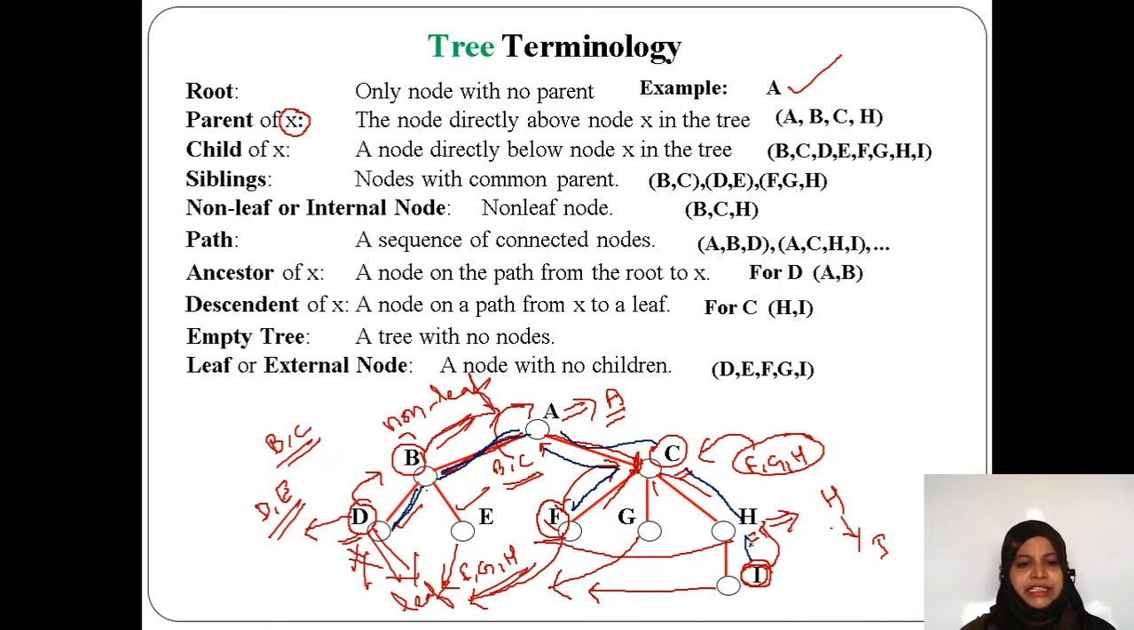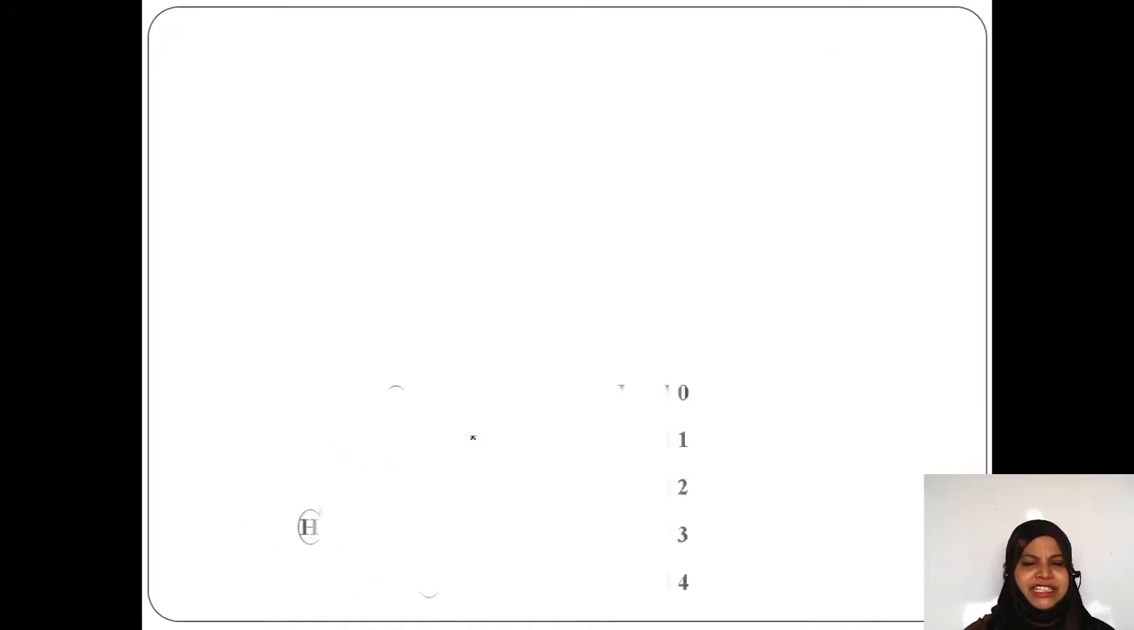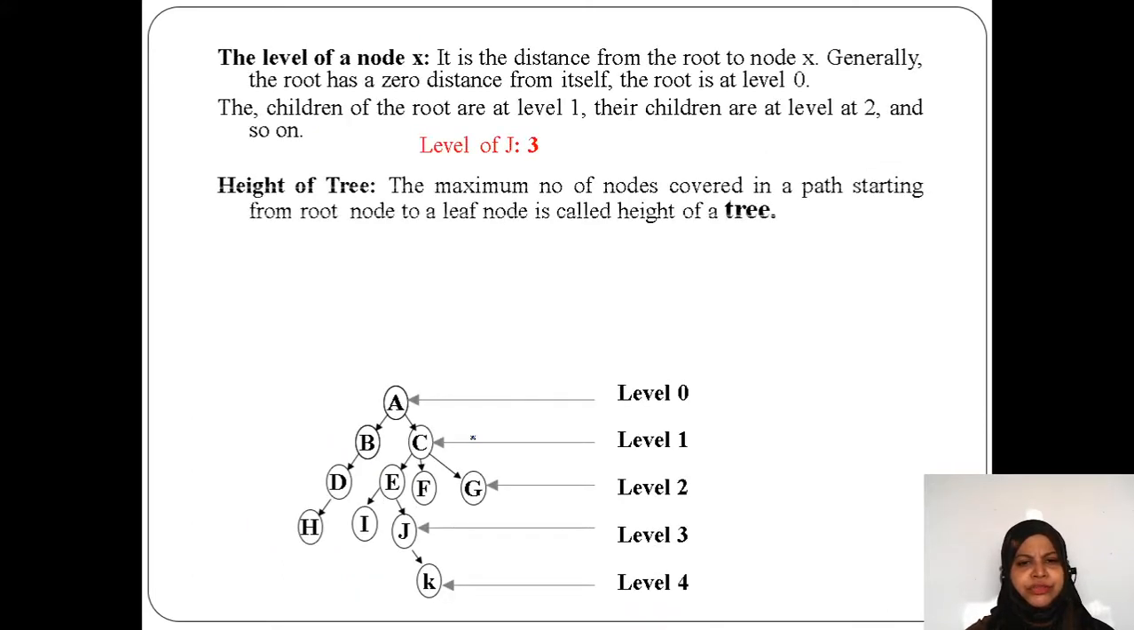Next. Empty tree. Empty tree means a tree with no nodes. A tree with no nodes is an empty tree. Leaves are the external nodes. A node that doesn't have any child is known as a leaf node. Already I explained what we mean by leaf node. These are the various types of terminologies we are going to use in trees.